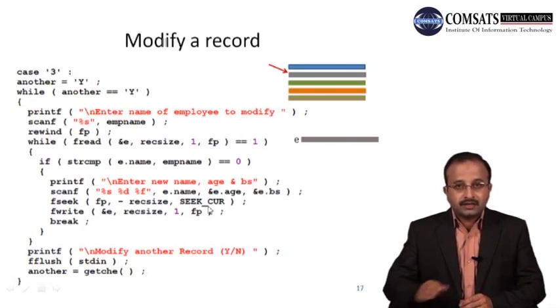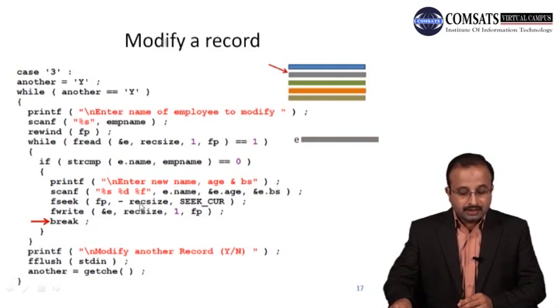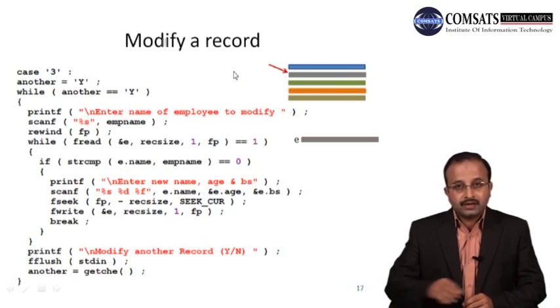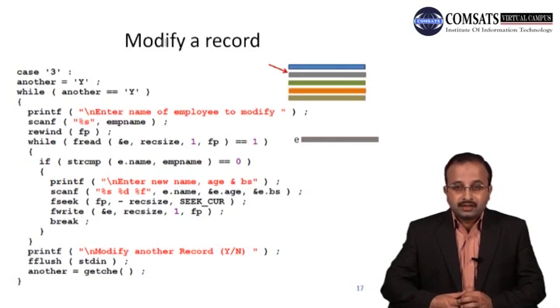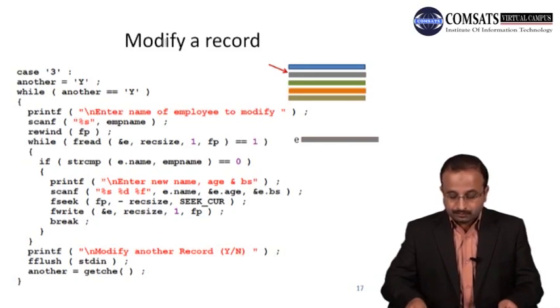We said that from the current position, that is at the beginning of the third record, move the cursor rect size bytes backward. Why backward? Because of this minus sign. So it moves the cursor minus rect size backward, and now the file pointer points to the beginning of the second record, and then you can use fwrite to write whatever is the new value input by the user in structure E into the file.